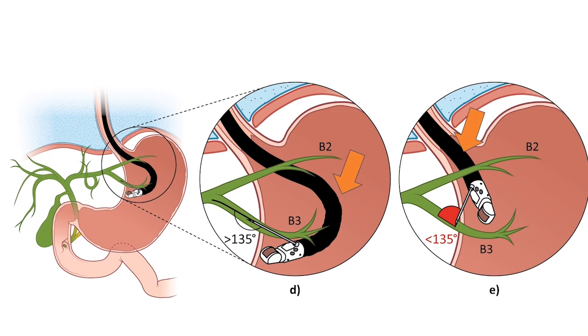This position is achieved by inserting the scope 4 to 5 centimeters beyond the diaphragmatic crus, turning the big wheel all the way down and pulling the scope slightly backward until a target intrahepatic bile duct is identified.